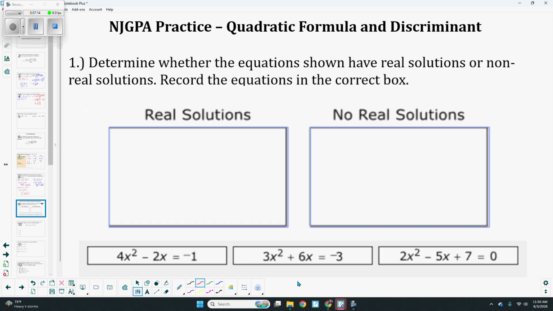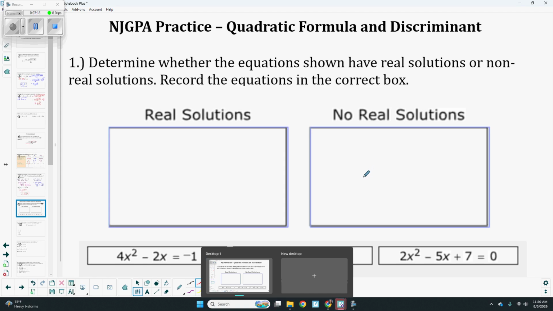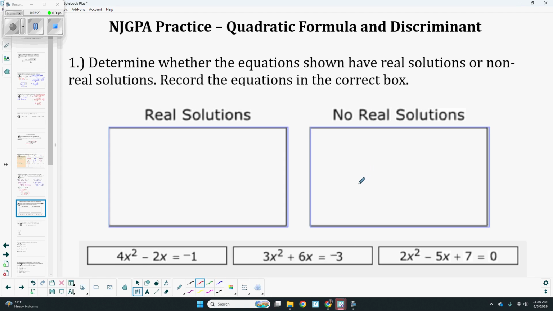So we have some NJGPA practice. Determine whether the equations shown have real solutions or non-real solutions. Record the equations in the correct box. So basically we would find the discriminant of each of these. So we know whether it's going to be real solutions, which would be positive or 0, or no real solutions, which would be a negative discriminant.